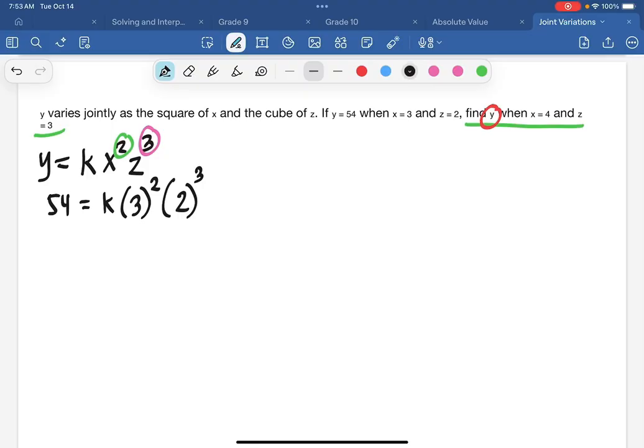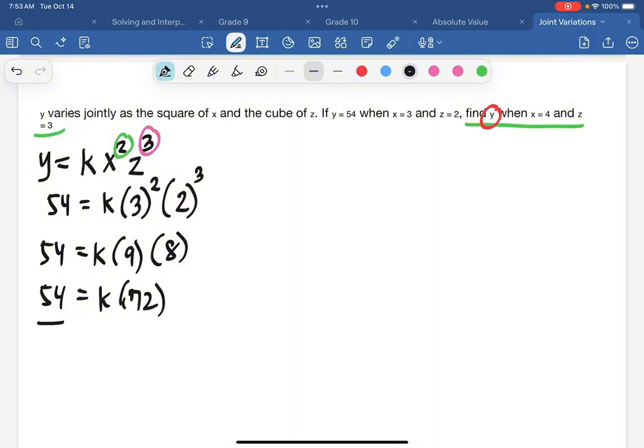Now here, let's have this one. 54 equals k. 3 squared is 9. 2 cubed is 8. So 9 times 8 is 72. And then divide both sides by 72 to cancel this one. So 54 divided by 72 is 3/4, or 0.75.